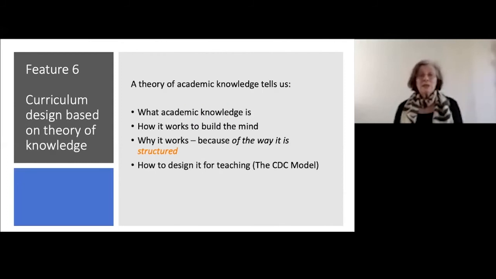Now, feature 6, this is the idea of a curriculum design based on a theory of knowledge. We think it's really important that we make explicit the theory of knowledge that underpins the curriculum design coherence model, because it's the theory of academic knowledge which tells us what academic knowledge is, how it works to build the mind, why it works, and that is because of the way it is structured. And then, of course, that theory of knowledge tells us how to design it for teaching, and that's the curriculum design coherence model.